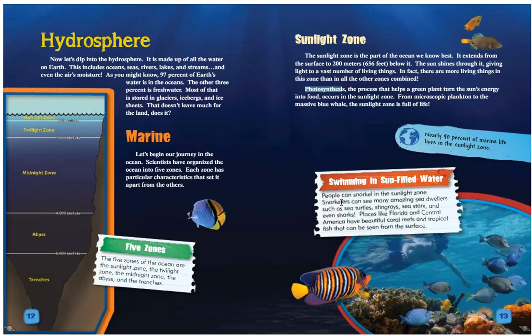People can snorkel in the sunlight zone. Snorkelers can see many amazing sea dwellers such as sea turtles, stingrays, sea stars, and even sharks. Places like Florida and Central America have beautiful coral reefs and tropical fish that can be seen from the surface, all in the sunlight zone there.